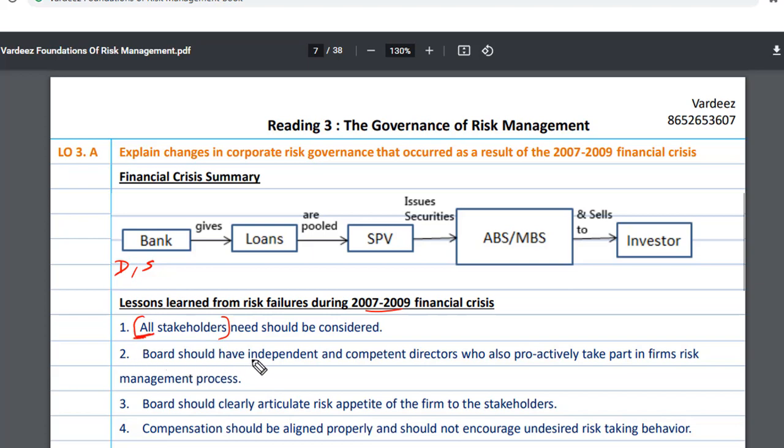Secondly, the board should have independent and competent directors. It's always a good corporate governance practice, and remember this for the FRM exam, that in good corporate governance practice, the majority of the board should be independent and competent as well, and they should also take part in the firm's risk management process. The third one is that the board should clearly articulate the risk appetite of the firm to the stakeholders. It's the responsibility of the board to articulate that. And finally, compensation should be aligned properly and should not encourage any undesired risk taking.